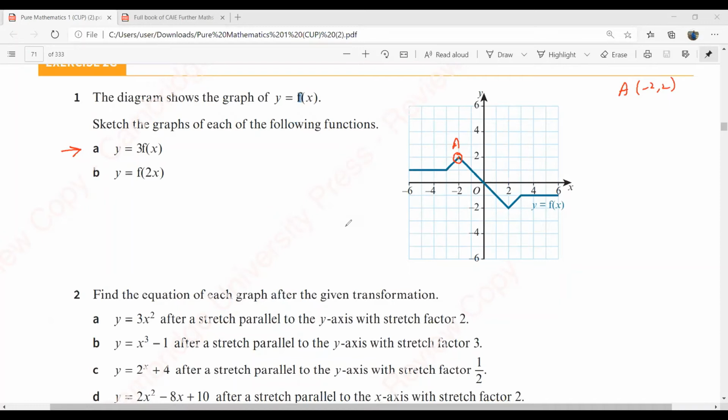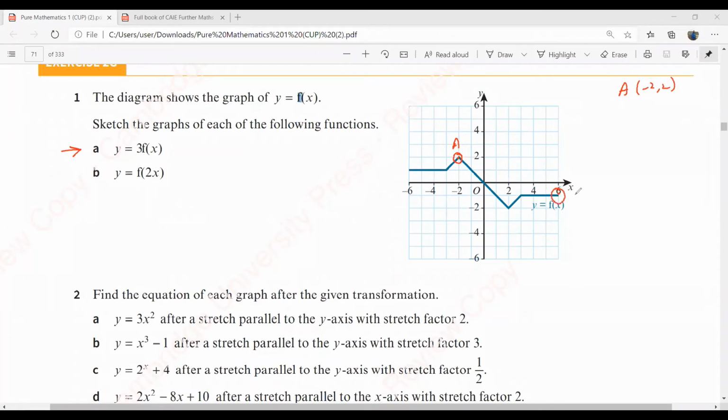Aiza Zaim, what would happen if you apply part B onto the same point? Sir, (-1, 2). Exactly, that's great, mashallah. Because f(2x) means the scale factor is half, so the distance is going to be halved from the y-axis, since it's a horizontal stretch. Let me confirm this from two more students and then I can move to question number 2.